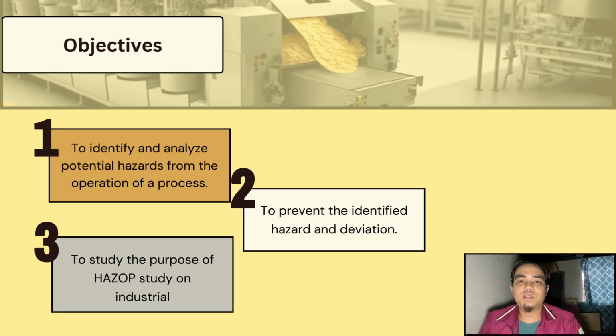Hi, Assalamualaikum. My name is Muhammad Akram bin Ahmad Fazri, matrix number DD210072. So the objective of our project is first to identify and analyze potential hazards from the operation of a process. Number two, to prevent the identified hazard and deviation. And last, to study the purpose of hazard study on industrial.